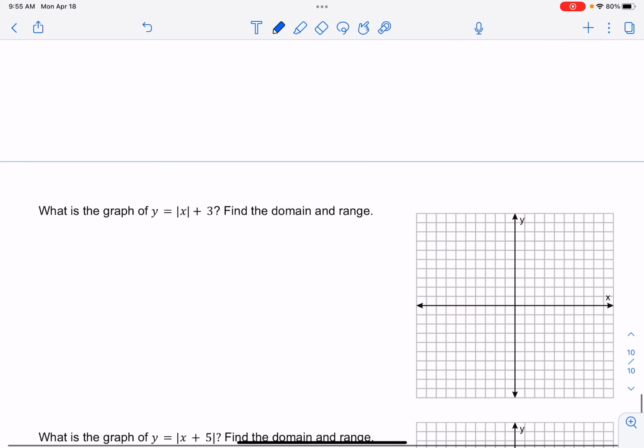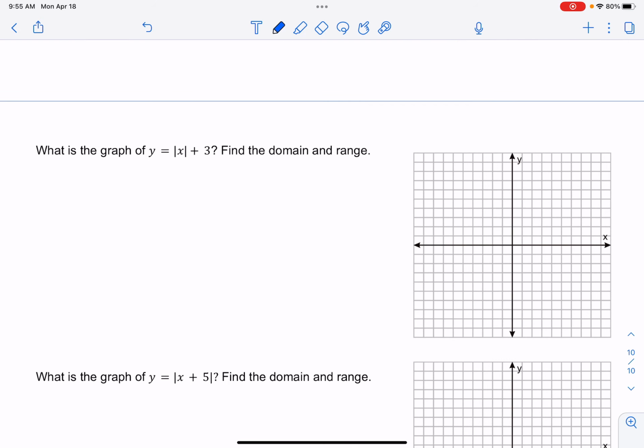All right, moving on. This next one says, what is the graph of y equals the absolute value of x plus 3? Find the domain and range. So again, we make our xy table: negative 2, negative 1, 0, 1, and 2. When we plug in negative 2 for x, the absolute value of negative 2 is just 2, and 2 plus 3 is 5.